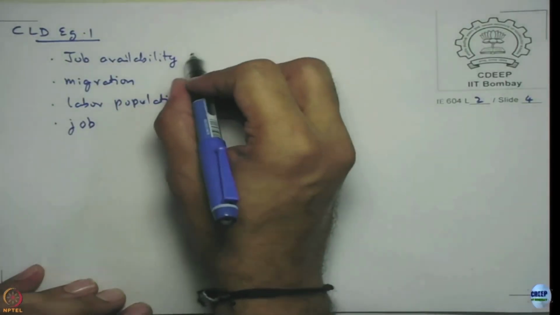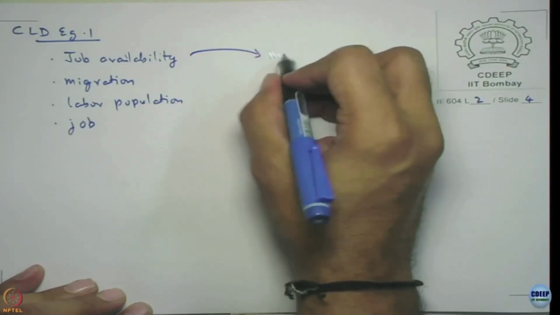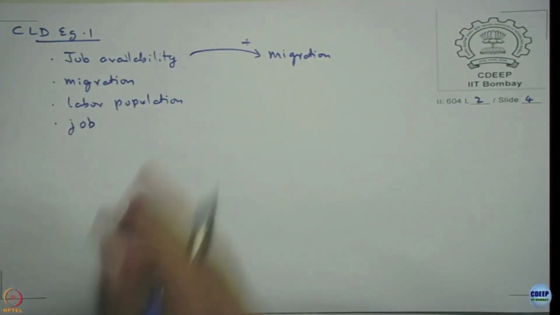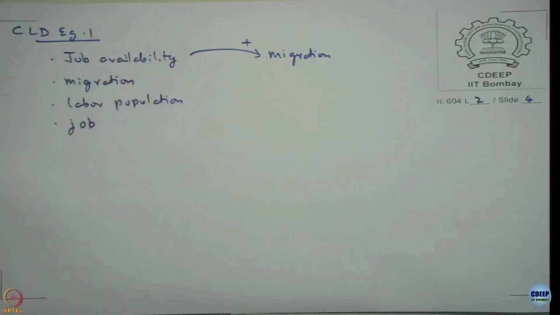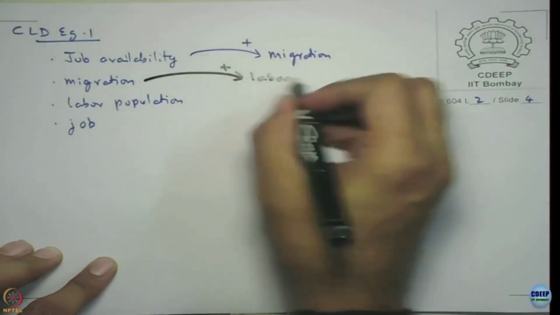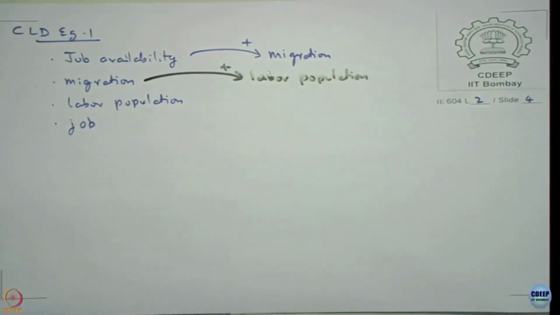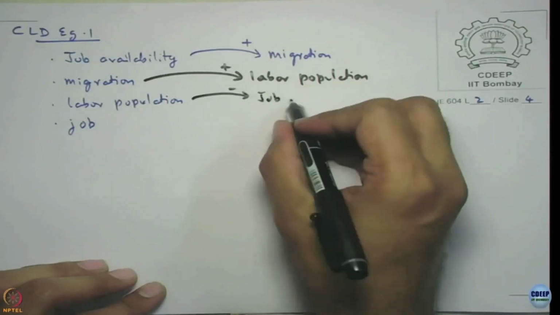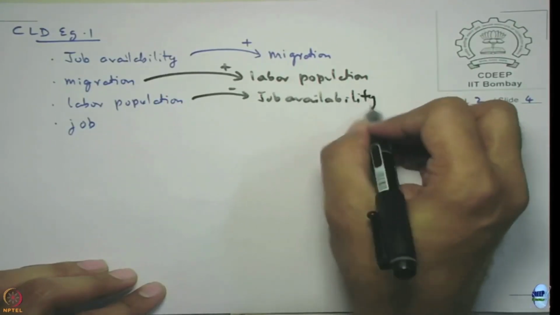Let us take job availability, which affects migration. The first statement said job availability attracts migrants to the city. So, if job availability is more, migration is going to be more, that is what we can intuitively expect. So, job availability affects migration. These left side are the initial variables we identified, and migration expands the labor population within the city. So, migration increases the labor population. As labor population is more, what can you expect? The job availability has to come down because they are absorbing the jobs. Decreases job availability.